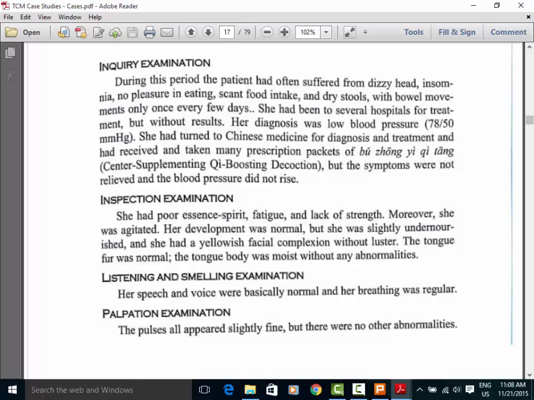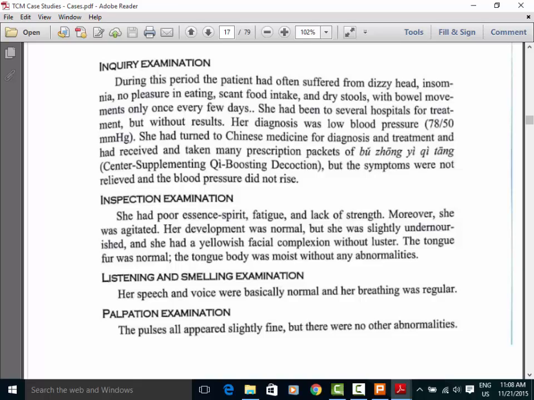Okay? So in this case, the disease is actually listed. It's quite easy, right? The disease here is dizziness, head, something like that. What is the pattern? Just blood deficiency? Just spleen qi deficiency? Spleen qi not producing blood.